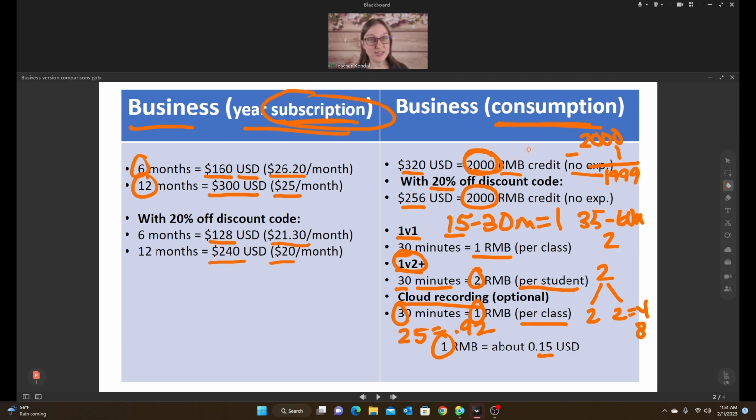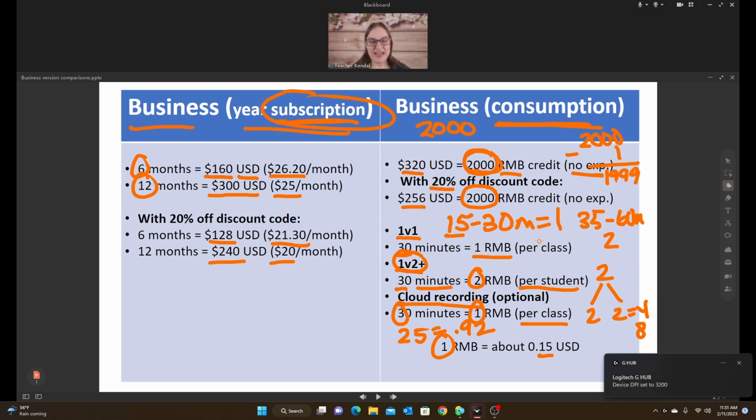Also, it's important to know that you don't have to track the deduction of your account. When you get the business consumption, you will see that 2,000 RMB on your dashboard. And every time you teach a class, you can go to your finance details and it will give you a full layout of every single class you taught and how much it was deducted in RMB. So there's no confusion, there's no surprises. You could check every single day. As soon as you finish the class, it will show up and you can track all those deductions. So you know exactly how much you have and how much you've used, okay? So you don't have to track that yourself.